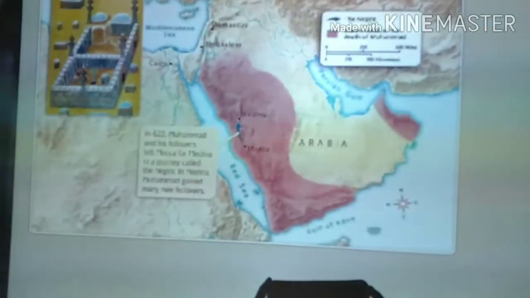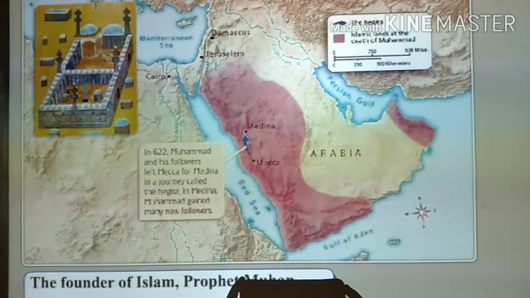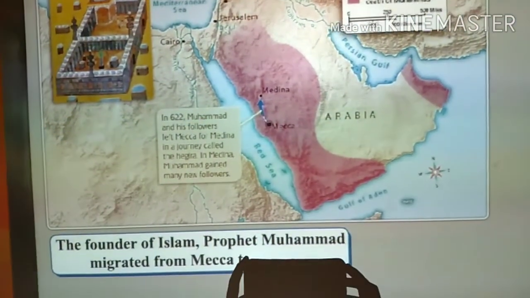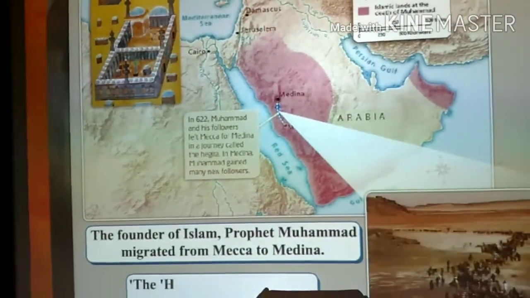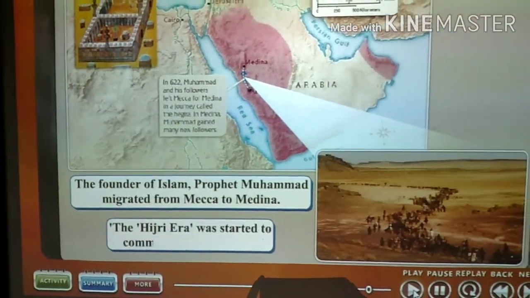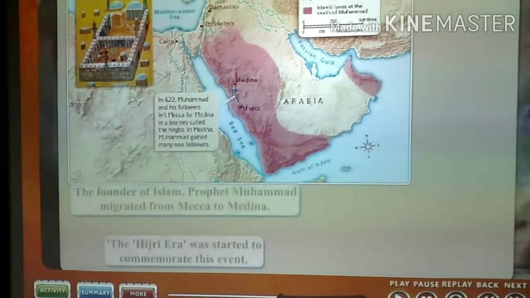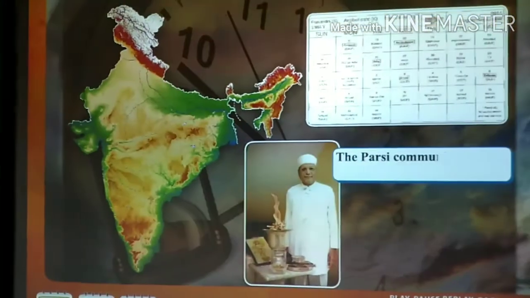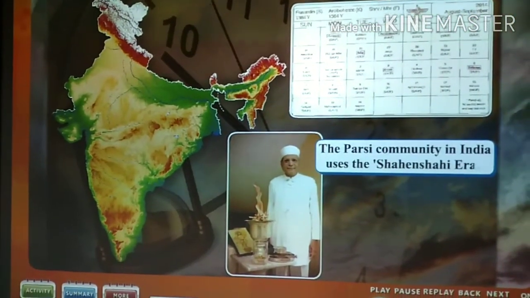Shalivan Shaka and Vikram Samvat are two eras that are used in India. The founder of Islam, Prophet Muhammad, migrated from Mecca to Medina. The Hijri era was started to commemorate this event. The Parsi community in India uses the Shahnashahi era.